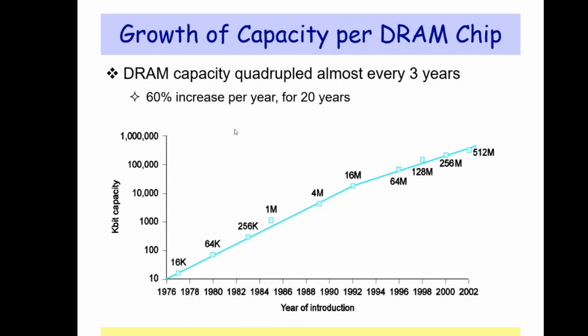So this is the growth, as you can see, from 1976. If you see, it's 16K. As I said, in 2002 we are at 512 MB of memory, and now the basic mobile phone model has 8 GB RAM.